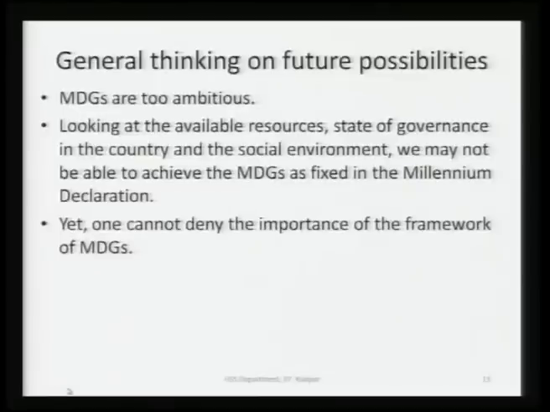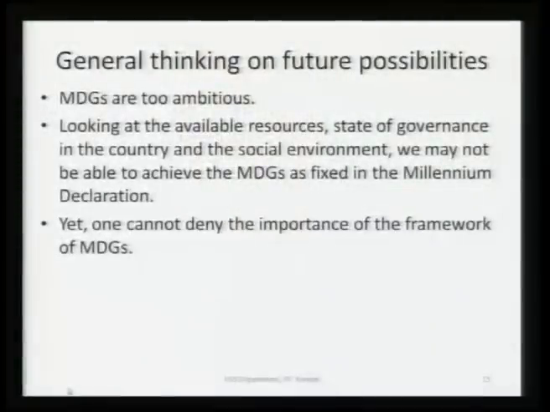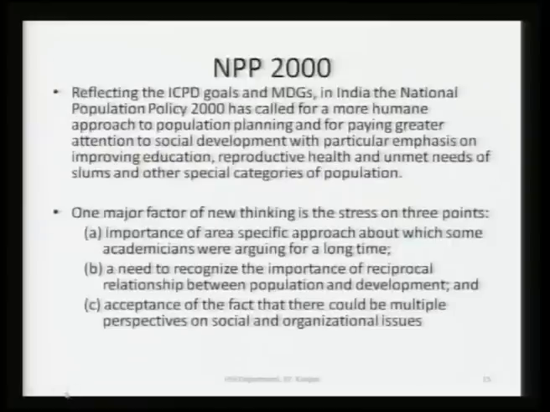General thinking on future possibilities is that MDGs are too ambitious. Looking at the available sources, state of governance in the country and the social environment, we may not be able to achieve all the MDGs as fixed in the Millennium Declaration. Some indicators will be fully achieved, some will be less achieved. Records of achieving of different indicator targets will vary from indicator to indicator. But one cannot deny the importance of the framework of MDGs. Whether you want to have population control or not, MDGs are goals in themselves, goals of planning in themselves.